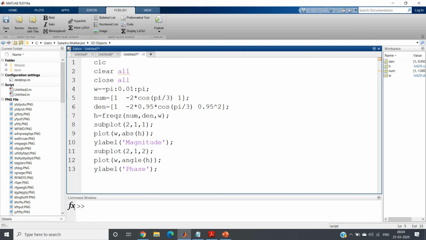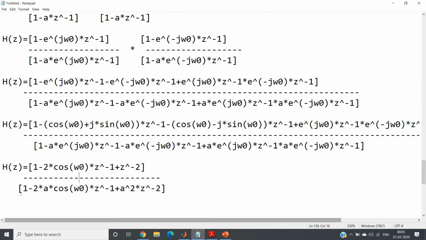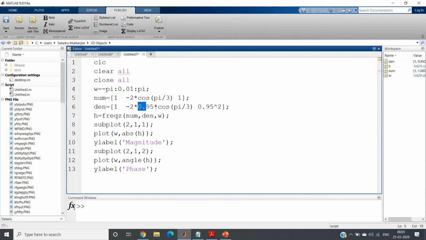I have taken omega naught, the frequency where we have to shift it, as pi by 3. That is, suppose pi by 3 sinusoid signal is added in our main audio signal and has corrupted. So if we want to remove the pi by 3 frequency component, in that case we can use this kind of filter. Now for denominator, coefficients will be 1 minus 2 into a into cos omega naught and a square. a I have taken as 0.95, so our denominator becomes 1 minus 2 into a into cos pi by 3 and a square.